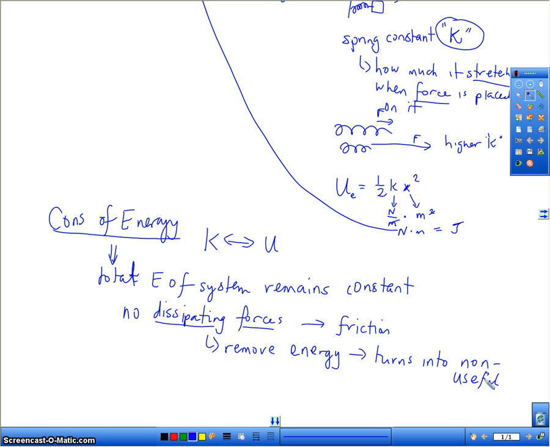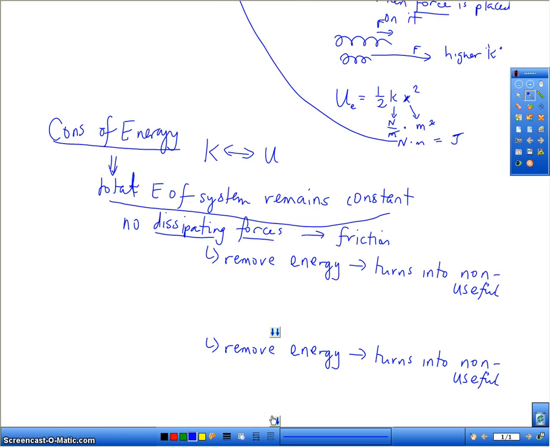You have this issue all the time. A car engine has issues with friction, and that's why the engine heats up. We have to try to keep the engine cool because you can't take that heat and actually use it for anything useful. It's just dissipated into the environment. But as long as we can ignore friction, then we can say the total energy of the system is going to remain constant. I'll give you two examples and then we'll be done.